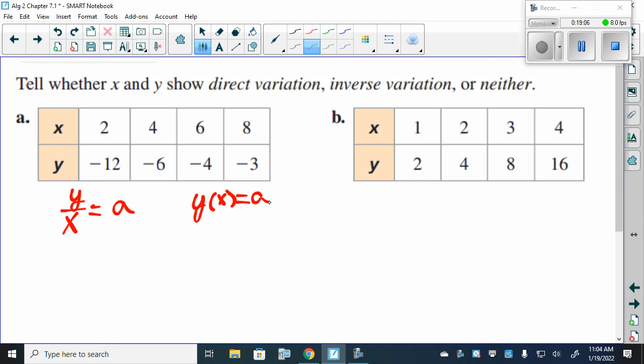Because for any direct or inverse variation, there is a constant term or a constant change for both. Either they're both increasing by the same amount, both decreasing by the same amount, or kind of going in opposite directions by the same amount. That constant term a will remain the same for any of these here, given it's a direct or inverse variation. But if they're not the same, it's going to be neither.